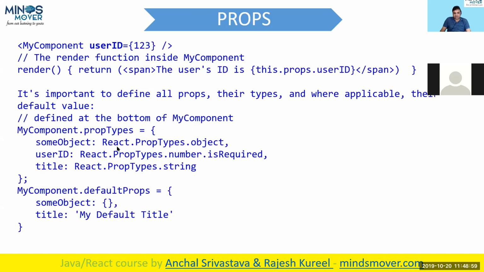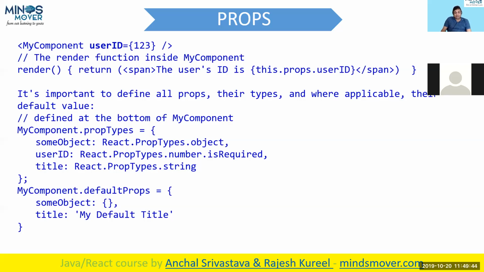In this.props you will get all the properties that are used. For example, in my component you have userId equal to 123. That means the userId value will be set to 123, and you can show it somewhere. If you want to show it, you use this.props.userId. Whatever value is set while declaring the component will come and be replaced here. So if you are passing 123, it will show the user's id is 123.